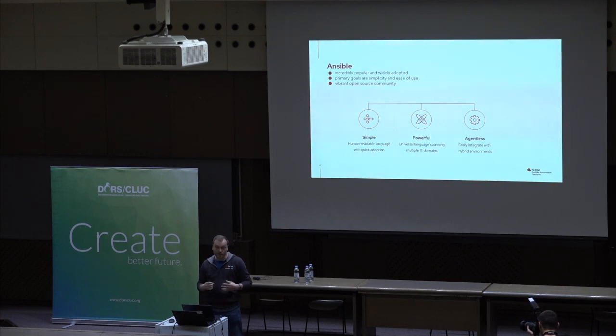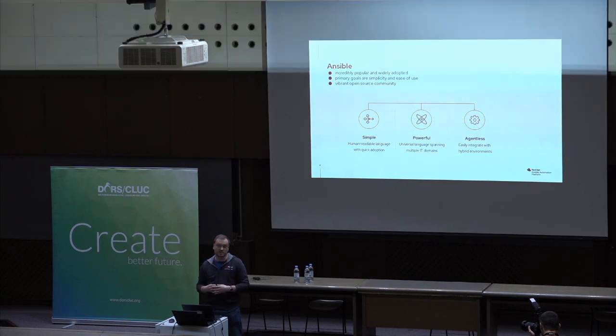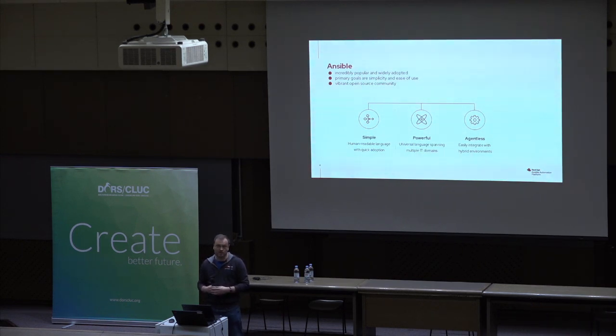One of the solutions to this inconsistency and to this lack of a centralized way of automating things can be Ansible. Ansible is incredibly popular among engineers, and it's widely adopted. Why is it like this? One of the main reasons is that it's very simple. It is based on a human-readable language, and it's very easy to learn, as opposed to, for example, learning programming in other languages, like Python.